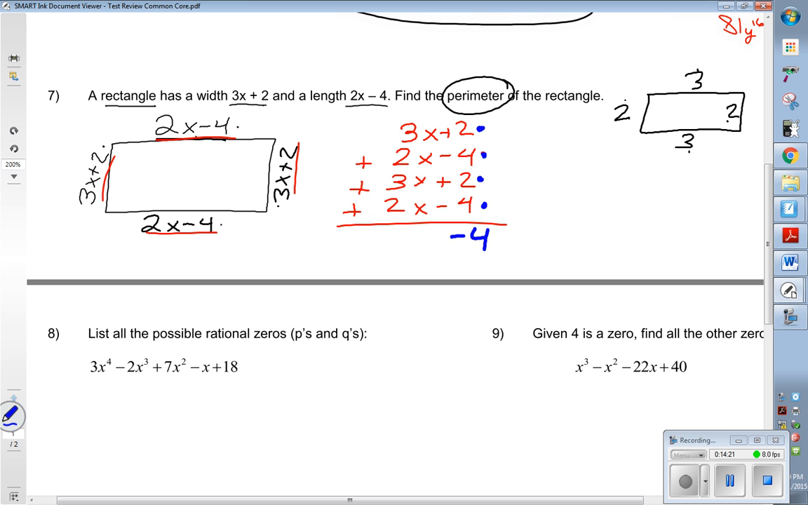Then I'm going to add the x's. 3x plus 2x would get me 5x. Plus 3 more would get me 8. Plus 2 more would get me 10. There's my answer, 10x minus 4.